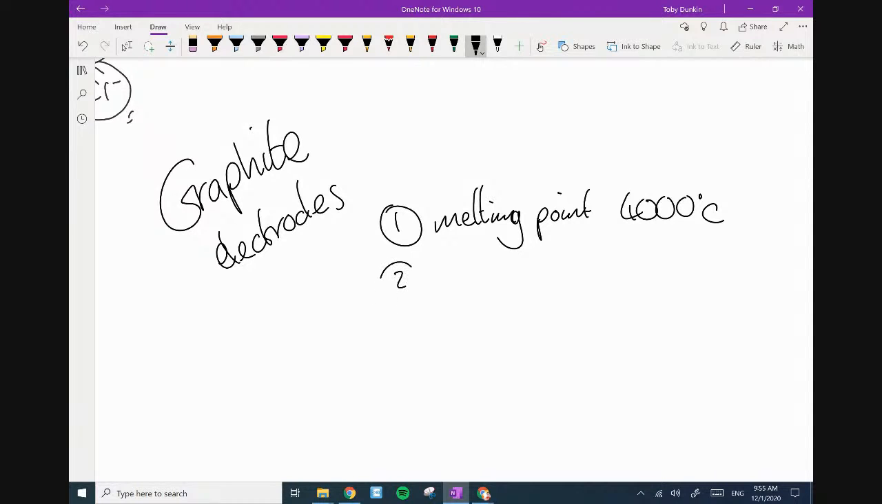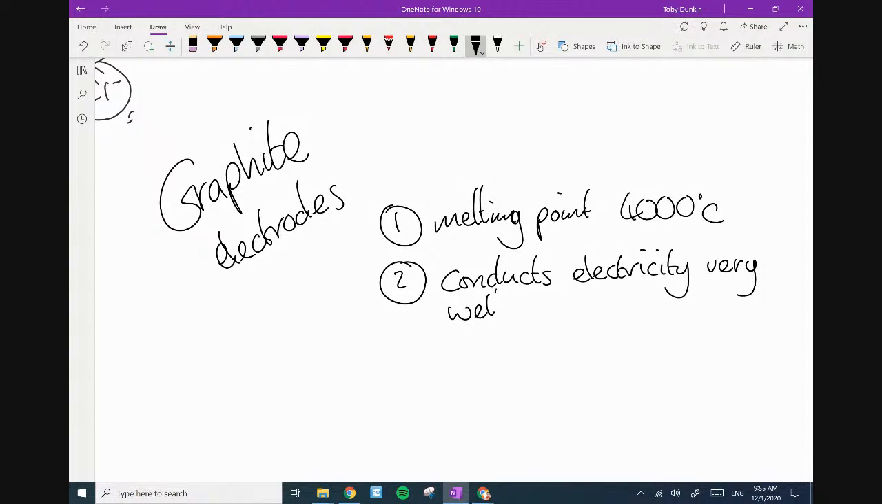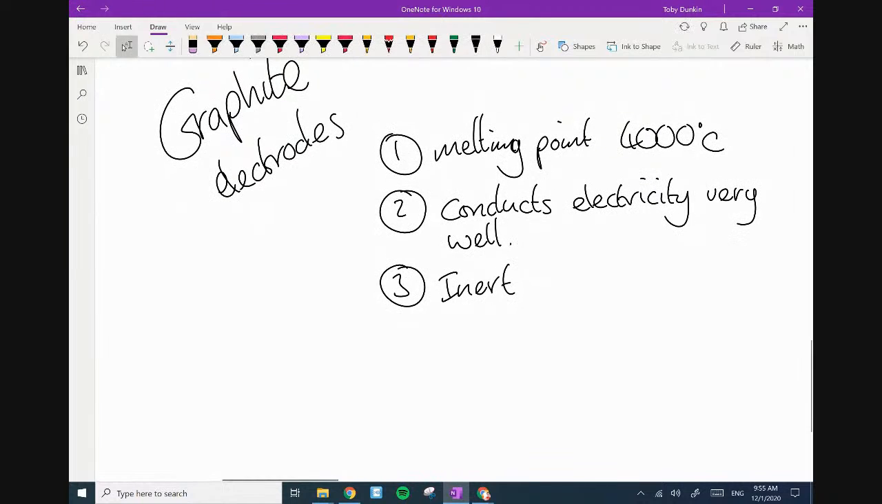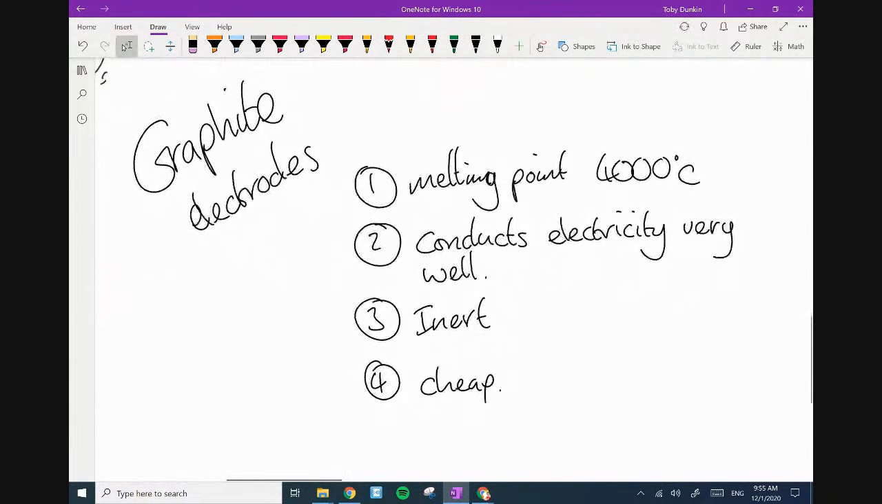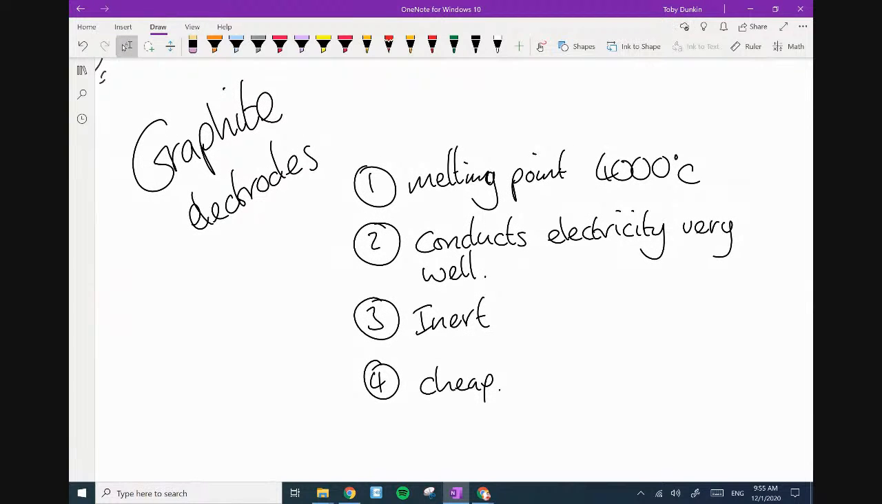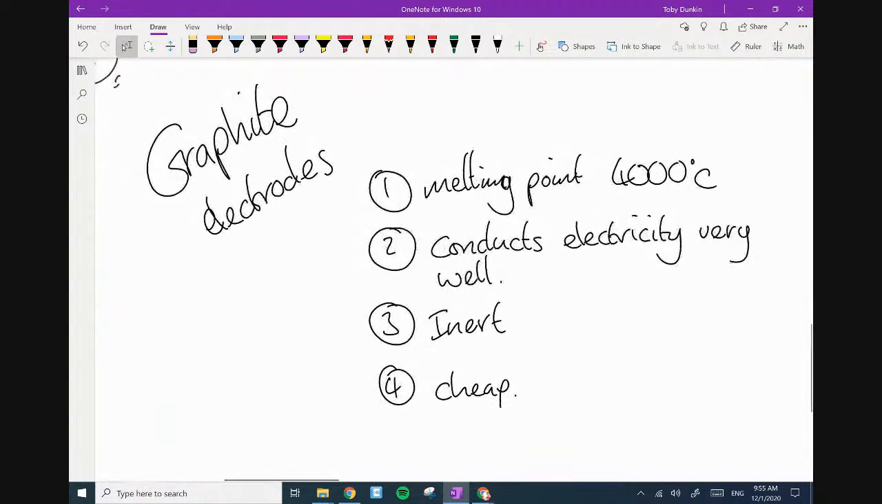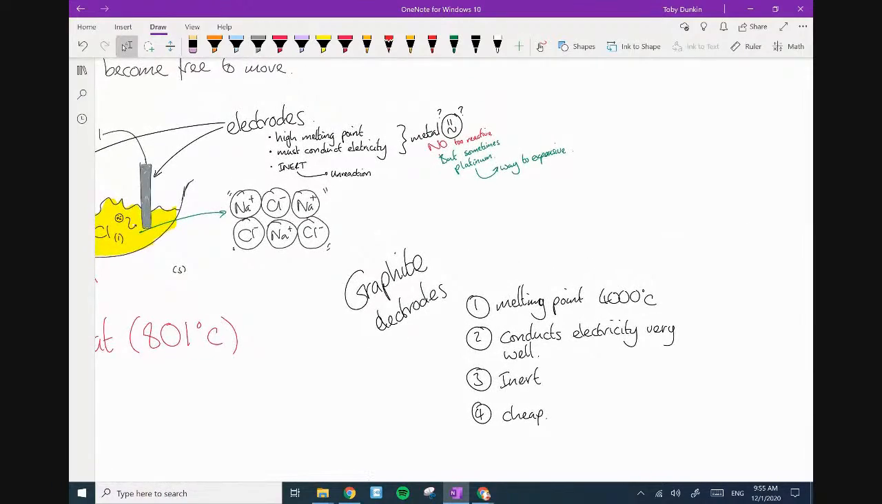Number 2, conducts electricity very well. Number 3, it is inert. It doesn't tend to react with anything. And number 4, it's cheap. Do you know that China own pretty much all the graphite electrode mines? They kind of own all of them. You need to mine certain types of graphite, really good high quality graphite, and all those mines happen to be in China. But we're going to use graphite.